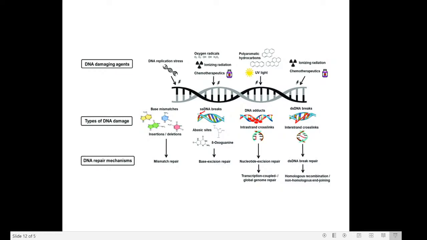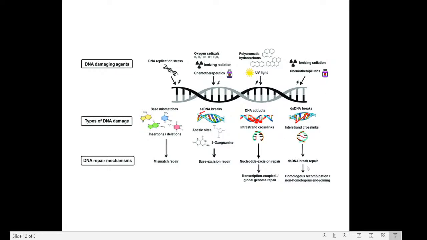In this nucleotide excision repair, after the removal you can get the sequences. Transcription-coupled or global genomic repair happens in this DNA repair.